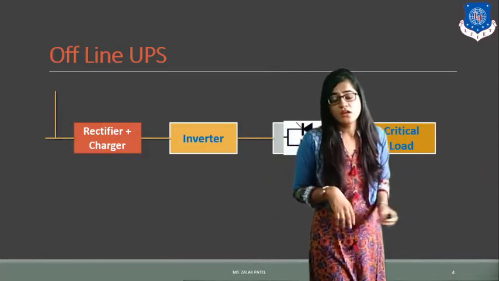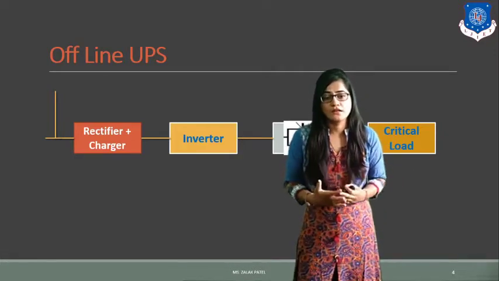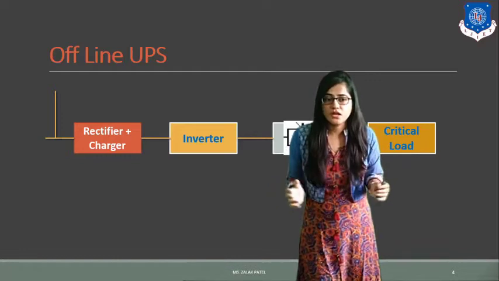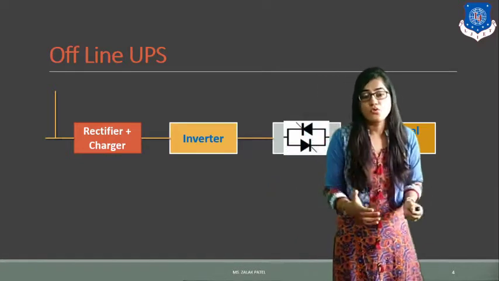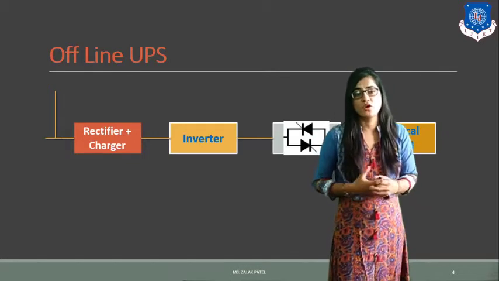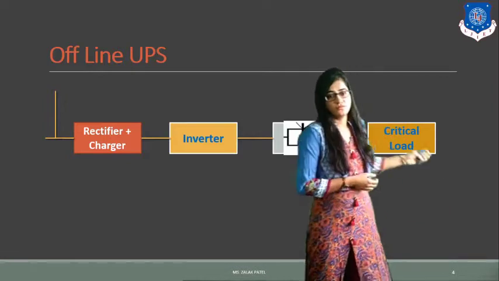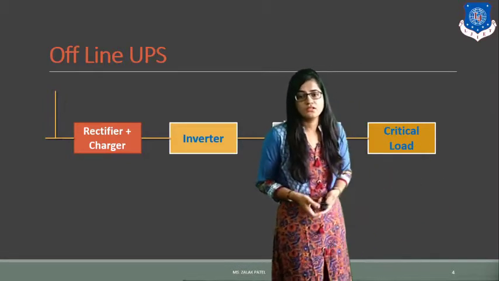Here, why do we take the critical load? If more load is connected, there is a burden on the whole circuit, and in that case there are more chances of the whole system breaking, or it may not be possible to apply power to the whole circuit. So here we connect only the critical load to it.